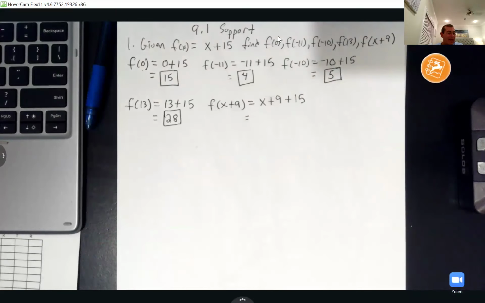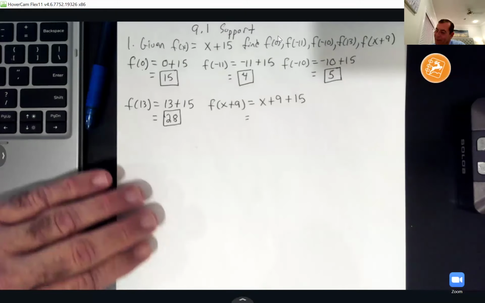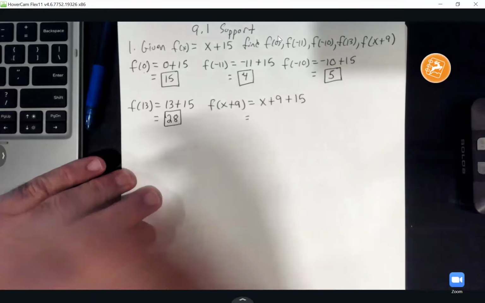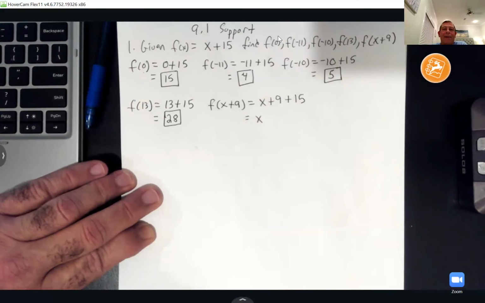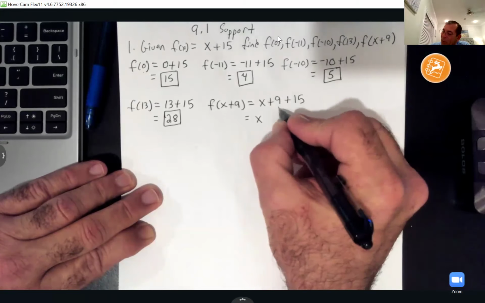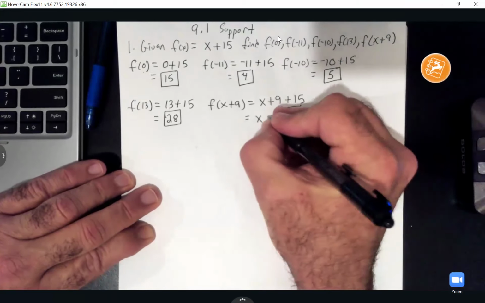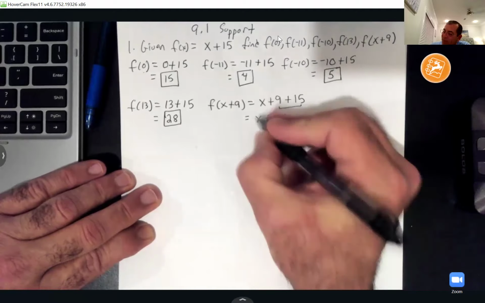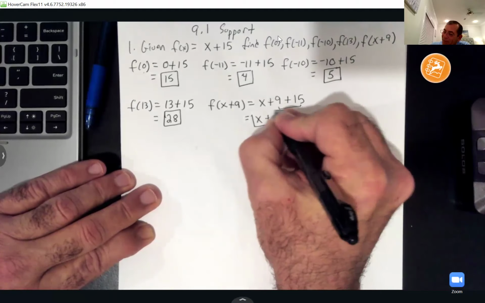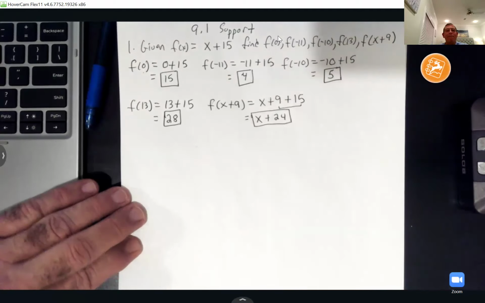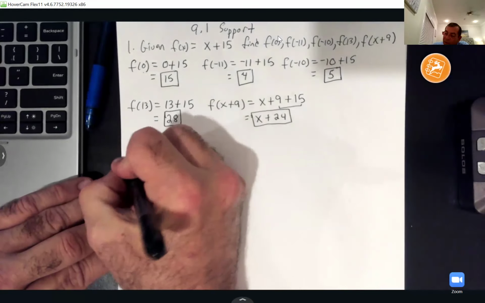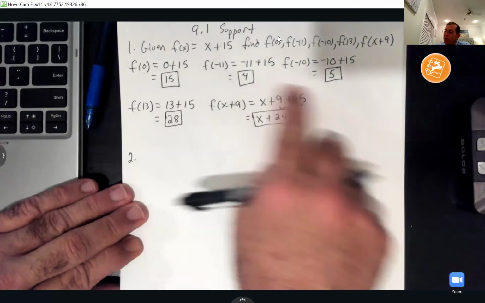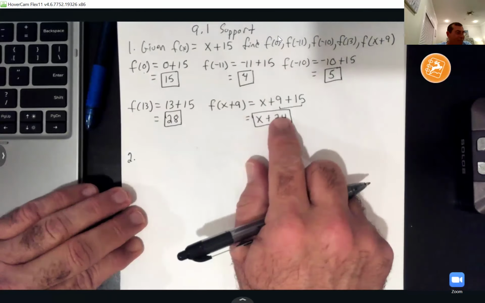So what y'all doing to that? You're going to bring down your x. I'm going to bring down my x. And then what you doing with that? x plus 24. Good job. Okay. So your first one, there's only 2 problems in support for tonight. The first one is like 5 problems in one.